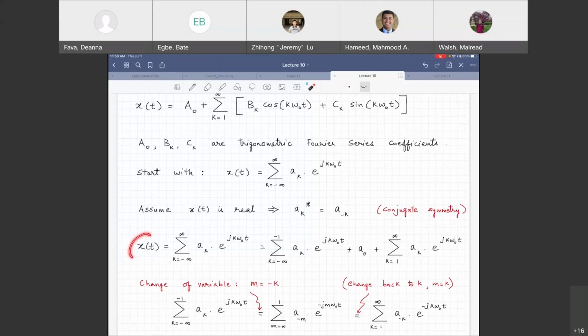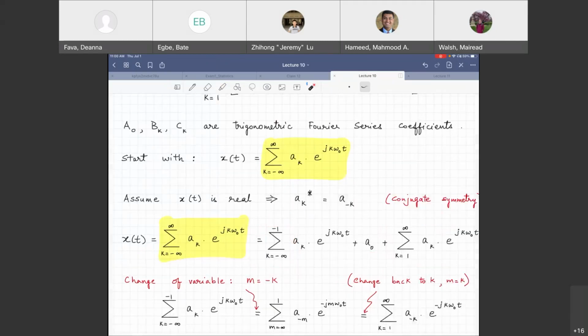So now let's use the conjugate symmetry in this summation. What do you have? X of t equals summation of k equals negative infinity to infinity a sub k e to the j k omega naught t. So this is exactly the same as this. What you are doing next is breaking this summation into three pieces. One is negative infinity to negative 1, 0, 1 to infinity. Same summation is broken up into three different pieces.